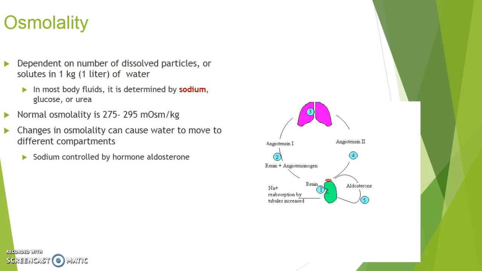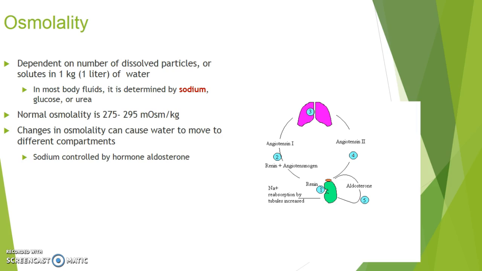Let's examine the concept of osmolality, which is dependent upon the number of dissolved particles or solutes in 1 liter or 1 kilogram of water. More often than not, osmolality is determined by the amounts of glucose, sodium, or urea molecules contained in the plasma. A normal serum osmolality is 275 to 295 milliosmoles per kilogram.